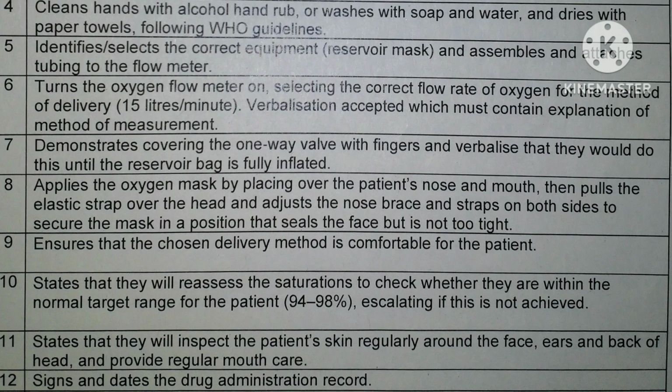Next, again before we start the procedure, we should do hand hygiene. We can use the alcohol gel. Then identify and select the correct equipment, usually the reservoir mask, that is the non-rebreather mask, and assemble and attach the tubing to the flow meter. They will arrange all things, but we should ensure that everything is there.